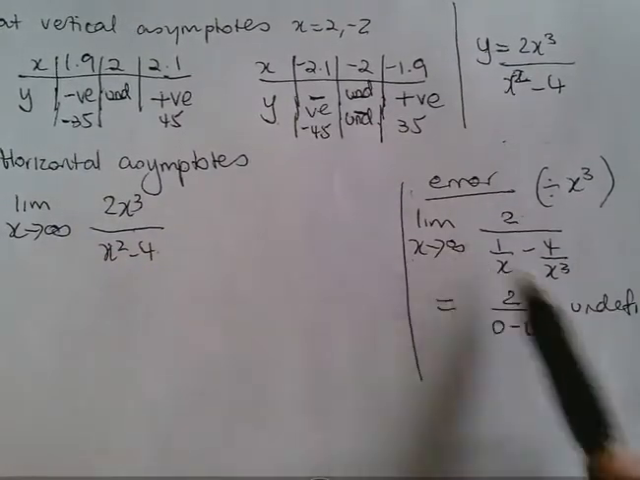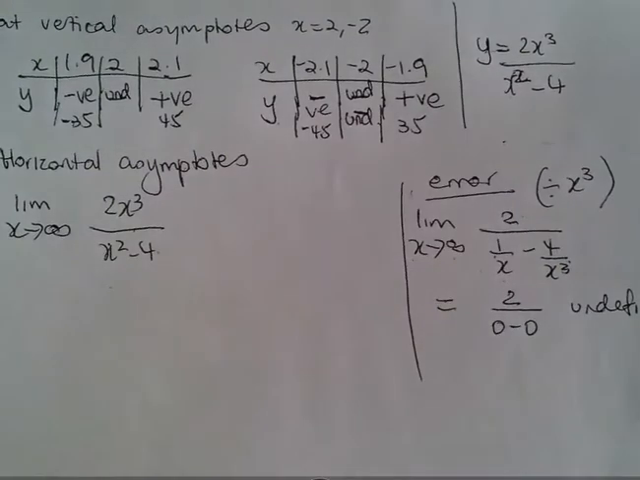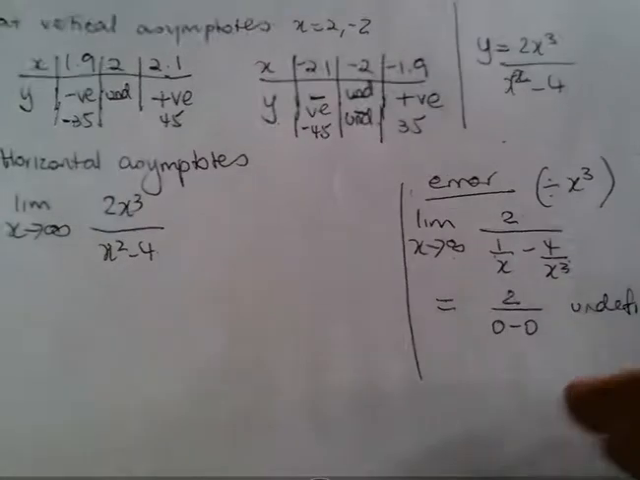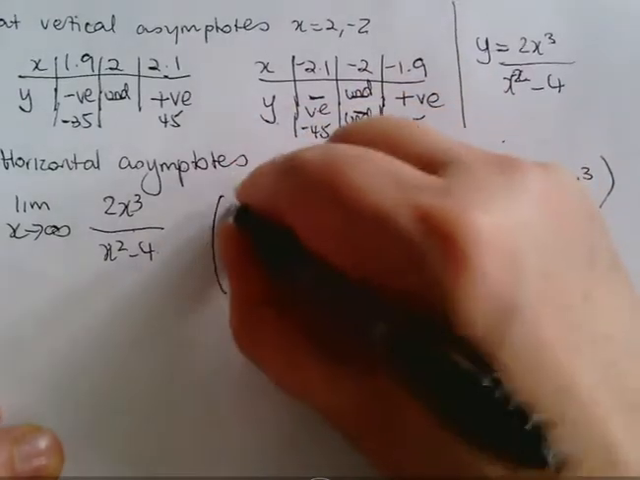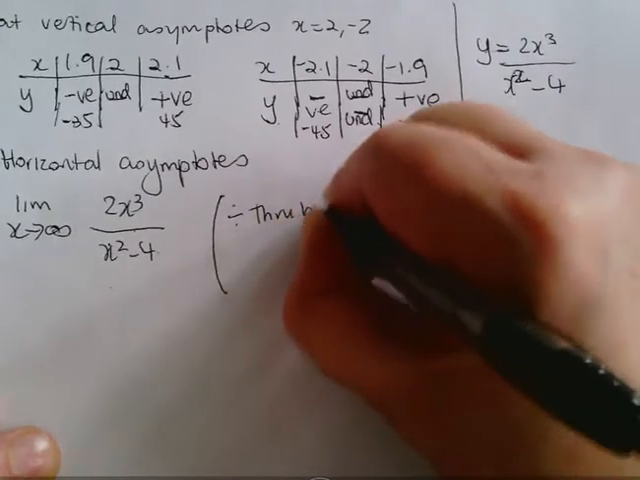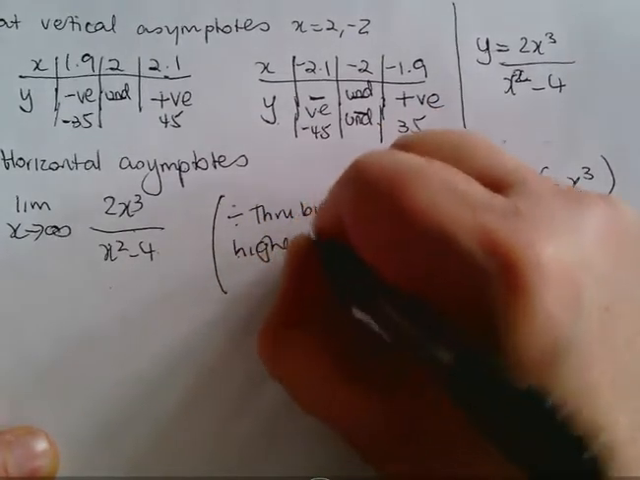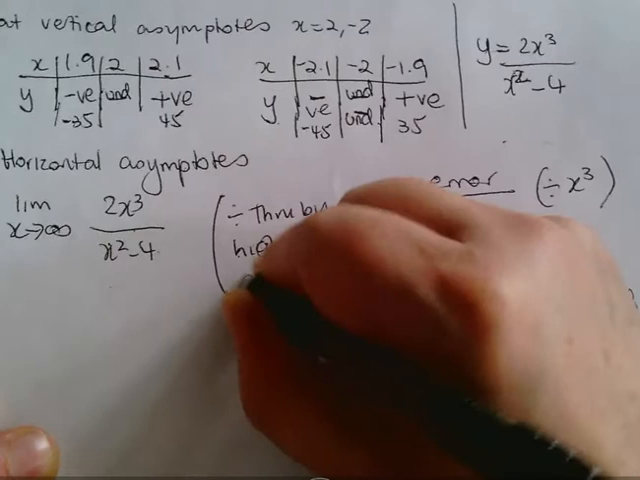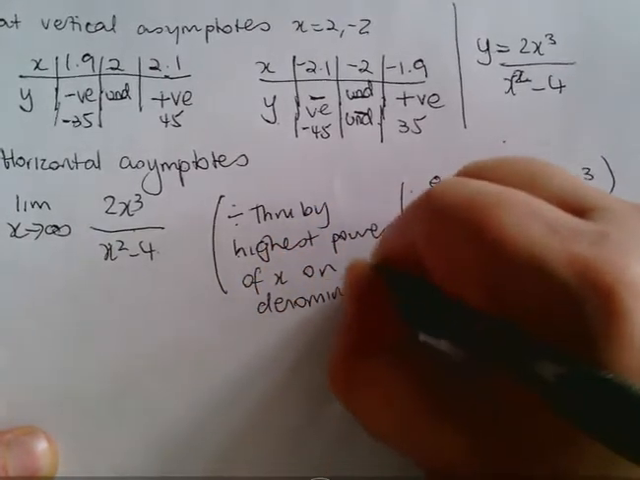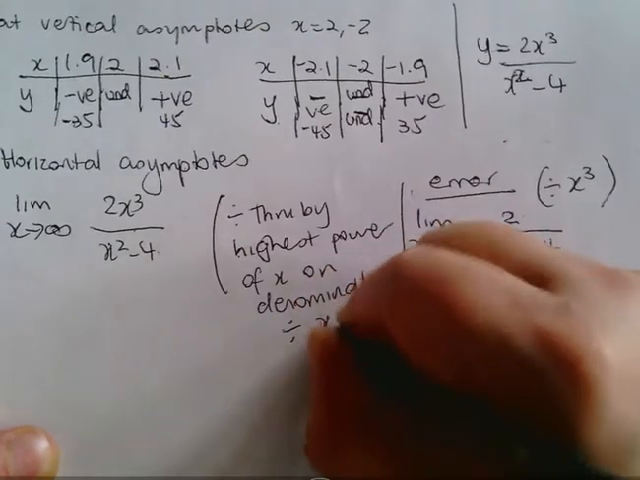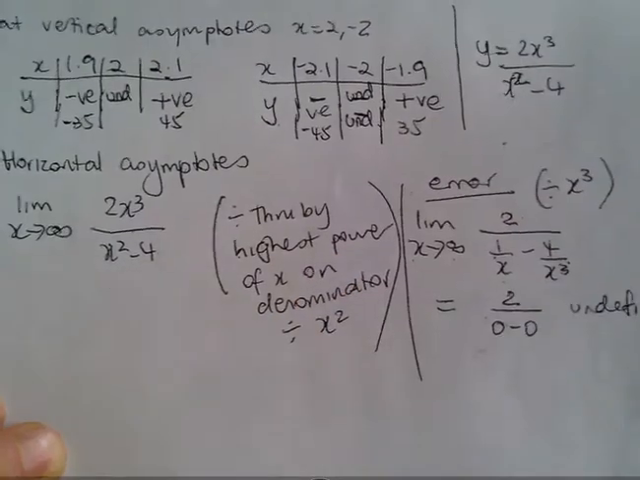When you put limit as x approaches infinity, you get 0, 0. You're not allowed to divide through by 0. So you don't divide through by the highest power of x, full stop. You must divide through by the highest power of x in the denominator, which is to divide through by x squared. Got it?